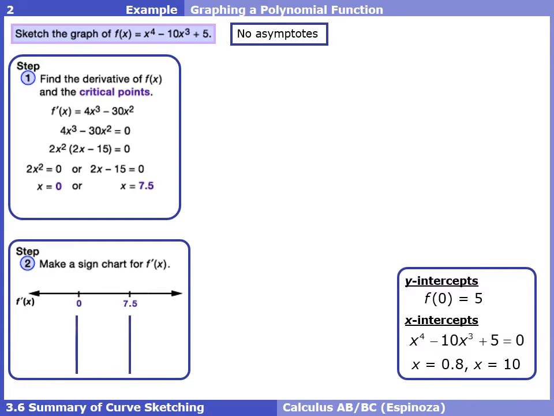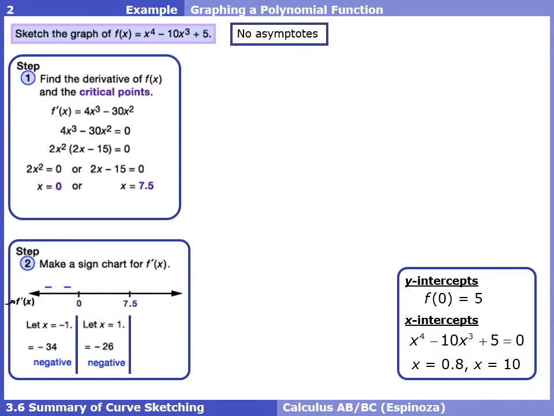So here's our sign chart, and again we're labeling it as f prime of x, so we know that it's not our second derivative sign chart. Okay, so let's pick a number to the left, in the middle, and to the right. I'm going to let x equal -1. If you plug -1 into your first derivative, remember this is our first derivative sign chart, we'll get -34. But I really care that I got a negative sign.